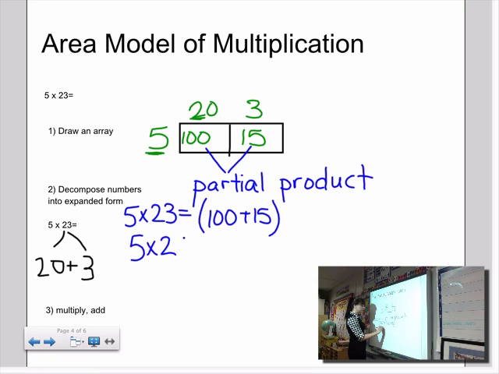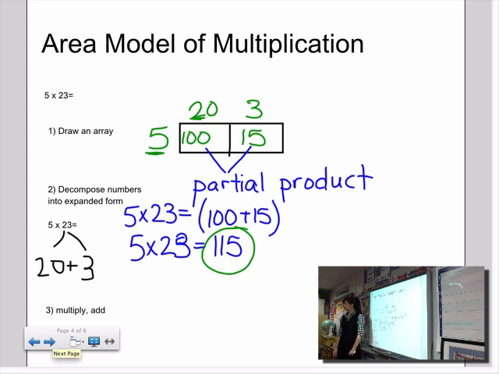When I use my mental math, I see now 100 plus 15 is 115. And this is my final answer. This is the area model of multiplication. And this is how we are going to show our work for double-digit multiplication. Let's practice it together now.